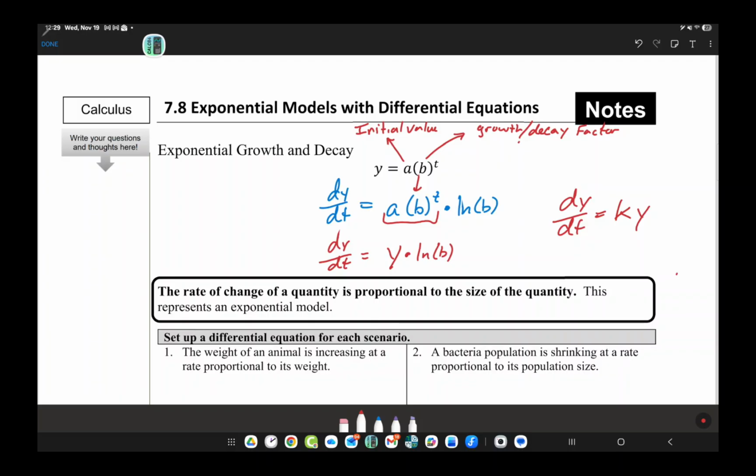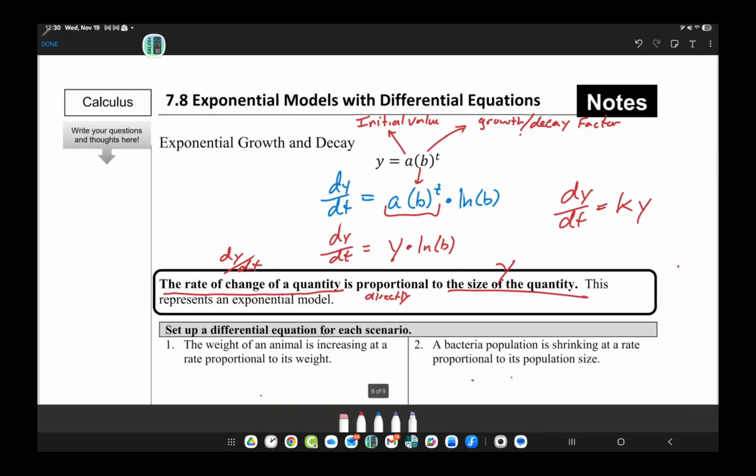Right. So this tells you the rate of change of a quantity, that is dy dt, is proportional. Now, again, it doesn't say direct or inversely, so which one is it? Directly. Right. So directly proportional to the size of the quantity, so to y itself, which is what we have. If you remember, direct proportionality is just one value is equal to k times the other. There it is. dy dt is equal to k times y.